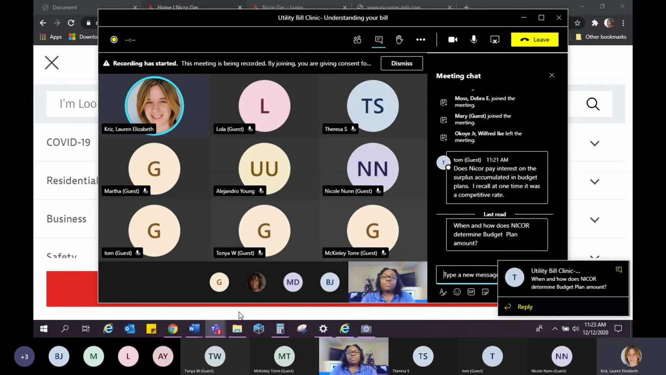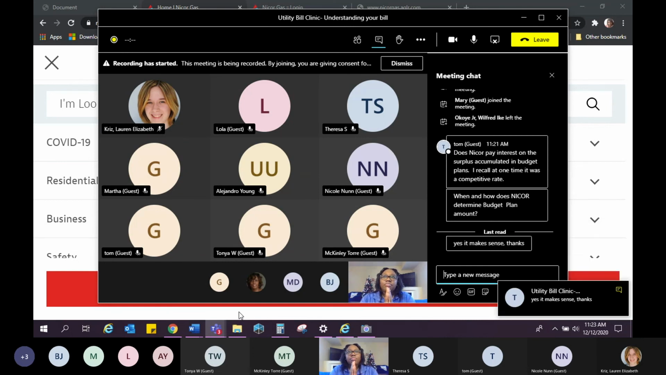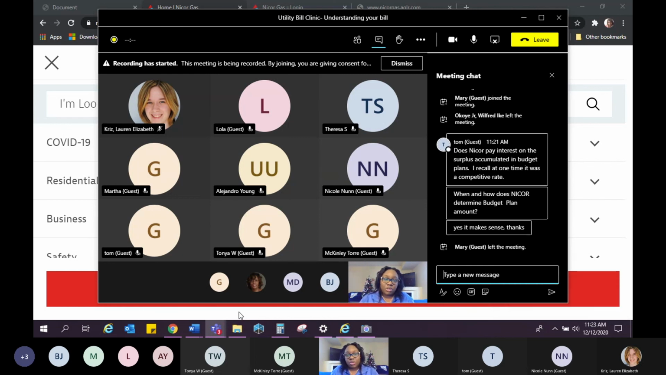When and how does Nicor determine budget plan amounts? Well, the budget plan is based on a few factors. First off, it's going to be what the average usage is for that property. If you're just moving in, it is going to average whoever was living there before you. That could be more than what your household will use, or it could be less. It also factors in what the average temperature is. And there's one more thing it factors in. It's on the tip of my tongue. I will tell you this: it does not factor in what you pay. Your payment history does not factor into the budget plan.